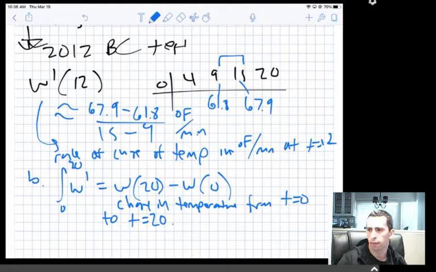Okay. Let's go, what was the next one? 2A. A couple people asked about 2A. All right, so find the slope of the path.